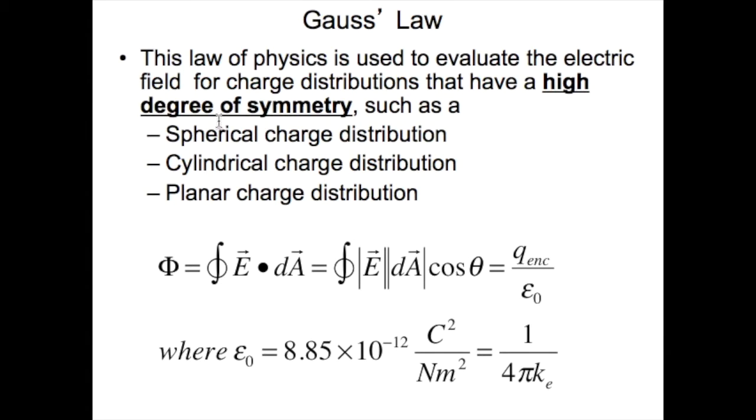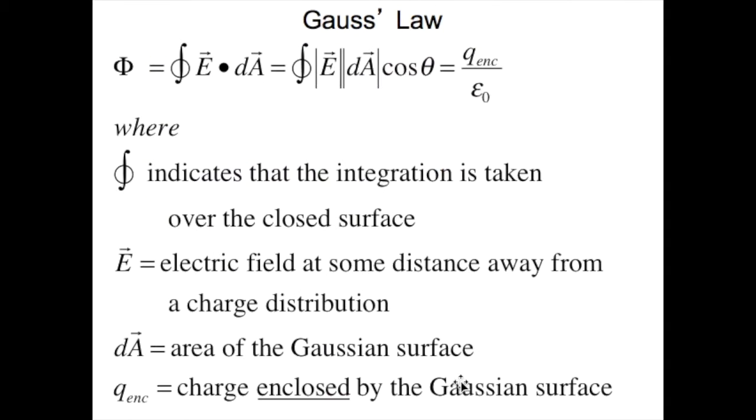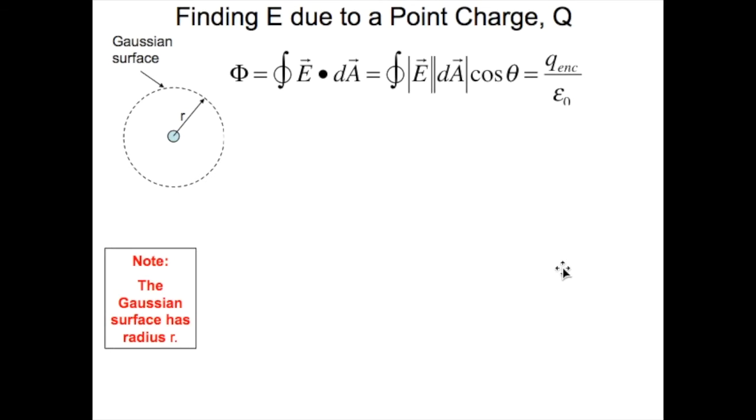We're choosing objects that have a high degree of symmetry for our Gaussian surfaces. And so E dot A, so E dA cosine theta is Q enclosed over epsilon naught, right? Phi is Q enclosed over epsilon naught. And again, epsilon naught is 8.85 times 10 to the negative 12th Coulomb squared per Newton meter squared. Okay. Again, here's what all these things mean: Q enclosed, the charge enclosed by the Gaussian surface, the area, the electric field, and an integral taken over a closed surface.